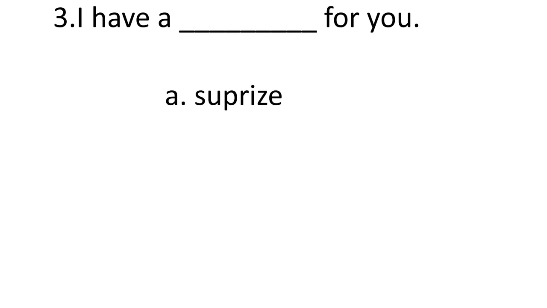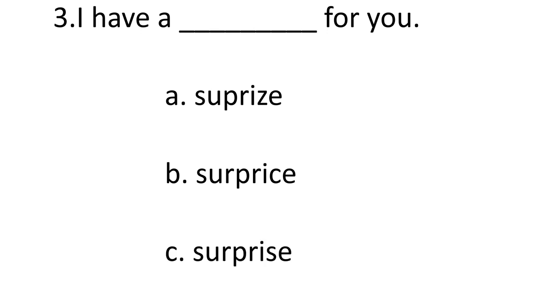Question number 3. I have a dash for you. Option A, SUPRIZE. Option B, SURPRICE, and C, SURPRISE. Correct option is C, SURPRISE. I have a surprise for you.